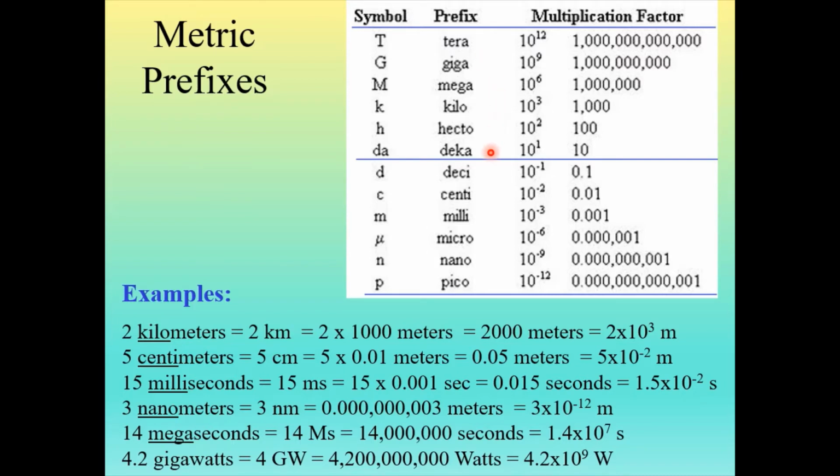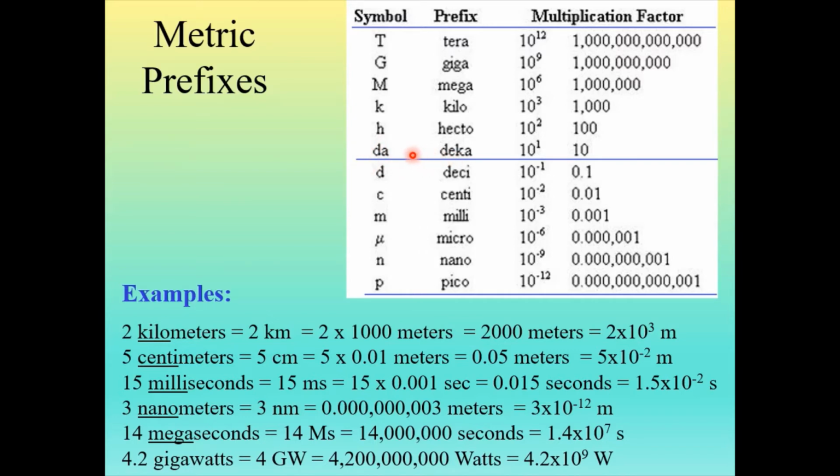For example, the prefix deca means to multiply by a power of 10. In other words, a decameter is 10 meters. A decaliter is 10 liters, and so forth. A decagram would be 10 grams. You can see that the prefix is deca. It has a symbol here, DA.